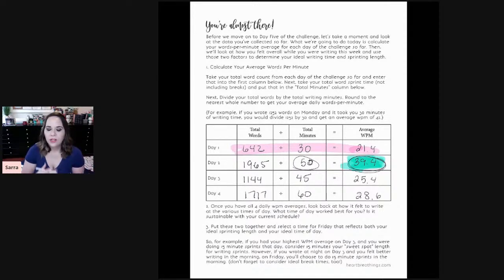So really what you want to do is take the combination of your favorite time of day to write from your journaling and your favorite break time. So by now you should kind of know, was 5 minutes too much? Was 5 minutes not enough? Was 10 minutes too much? And what is your average words per minute? What was your best sprint length?